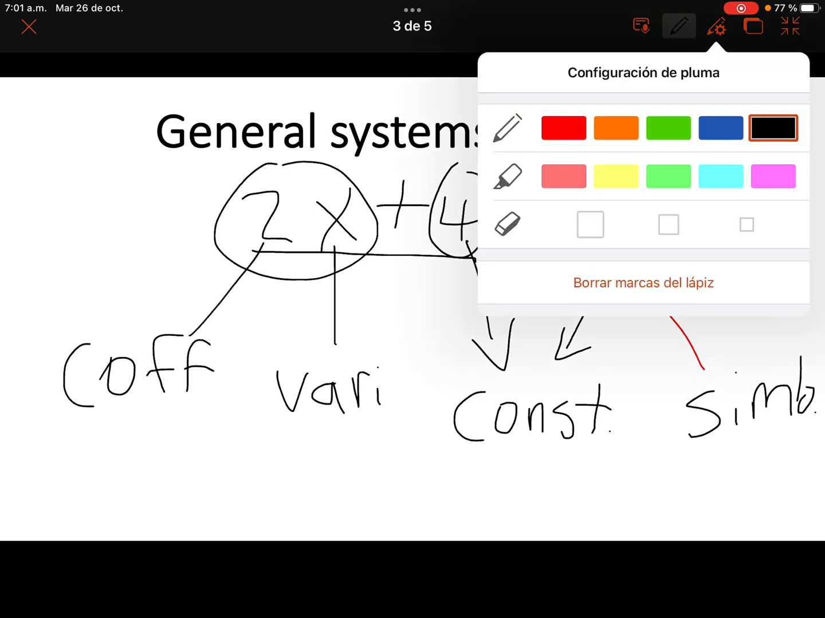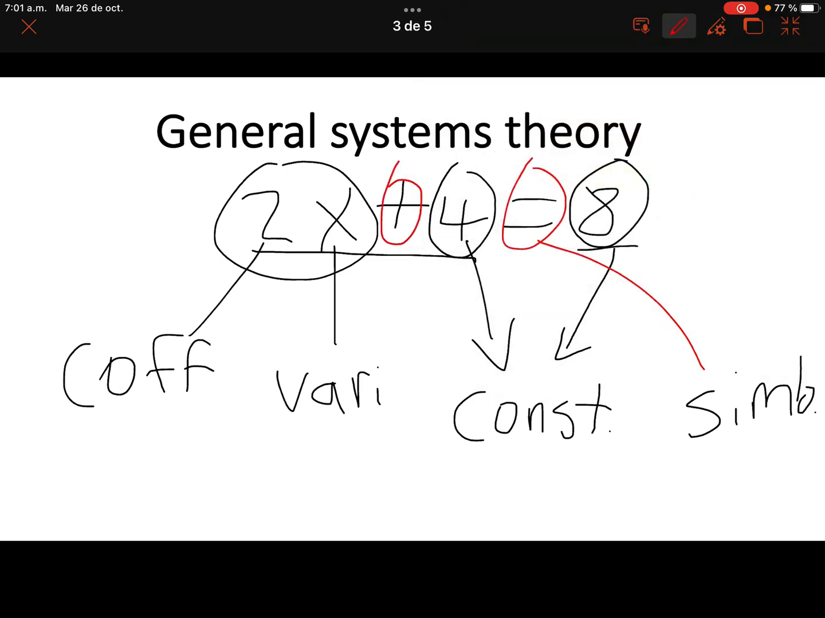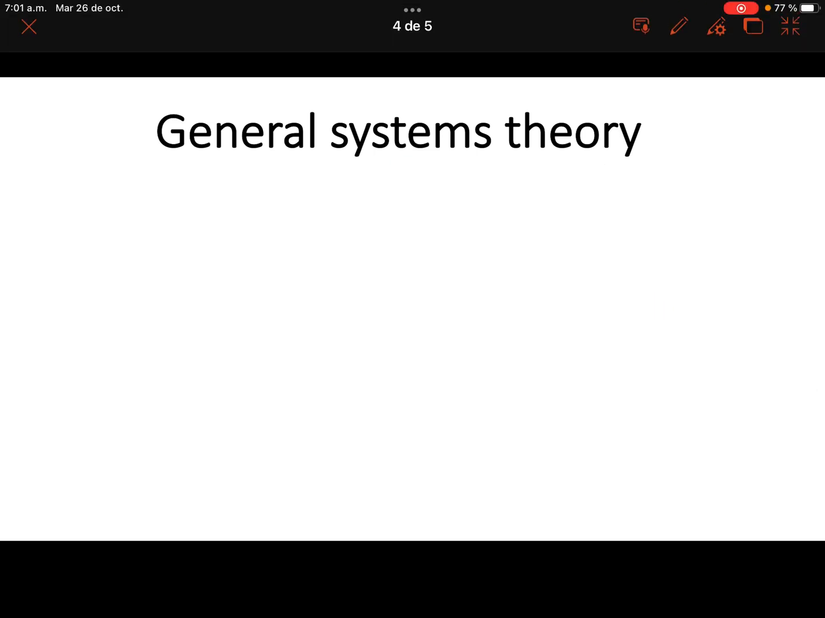Now, another one, the operator, that in this case is plus, is also important. Okay, then this is another part of the equation. All of them are in an interaction in order to create the whole equation. Now, let me show you another example. Let's consider now this other equation.